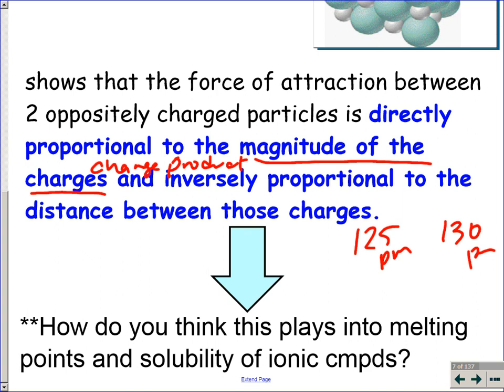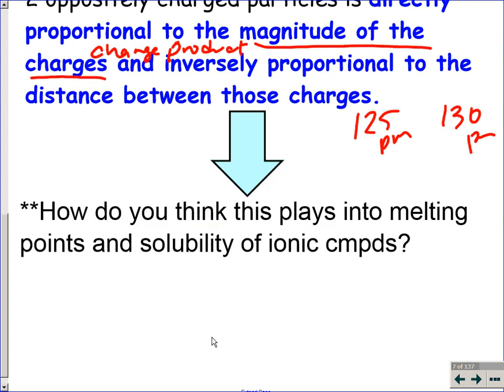So discuss for a second how you think this information, I may have spilled the beans a little, plays into melting and solubility of ionic compounds.